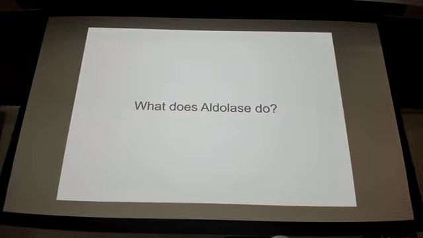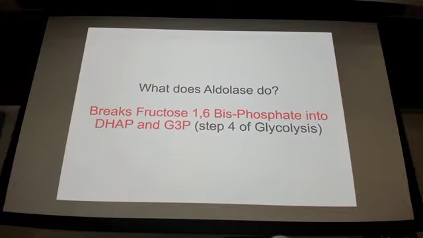What does aldolase do? It's an enzyme, definitely. One person tell me what it does loudly. Splits fructose 1,6-bisphosphate into G3P and DHAP. Correct. It splits the 6-carbon sugar into two 3-carbon sugars, right? That's step 4 of glycolysis.